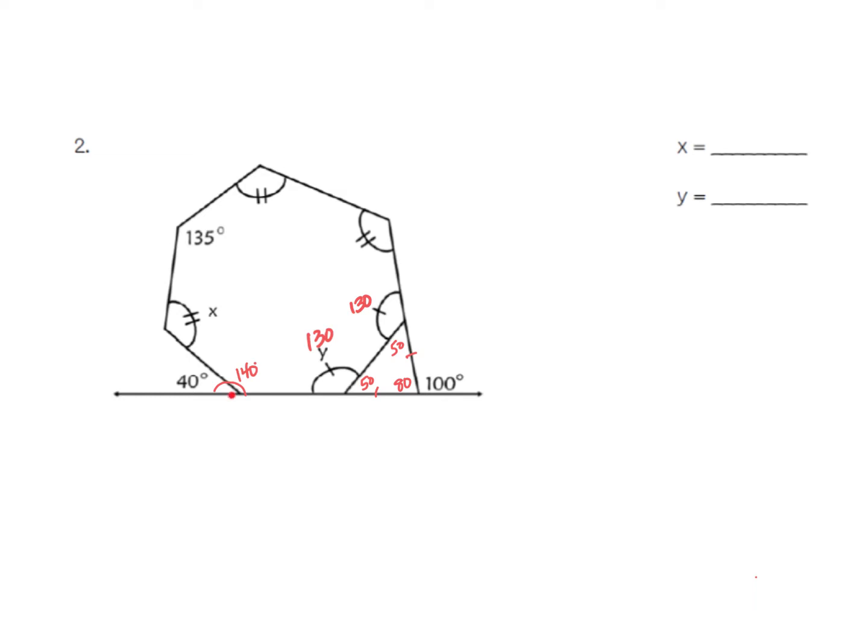Now the big overall polygon, this is a heptagon, which means 7 sides. So I can use that formula of 180 times n minus 2. In our case here, it's 7 minus 2. And you should get 900 degrees. So that's the sum of all the interior angles.